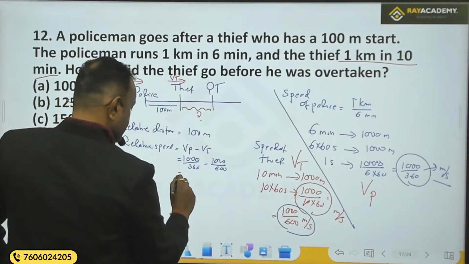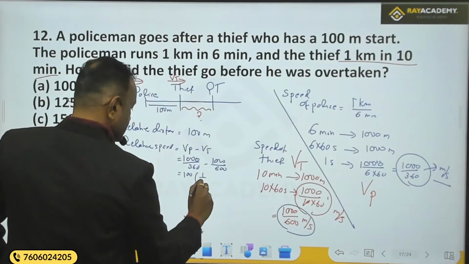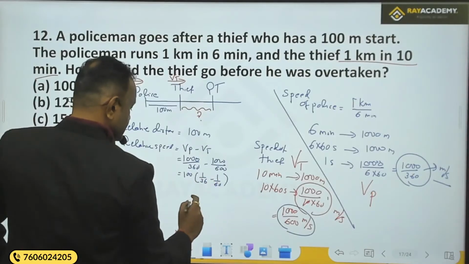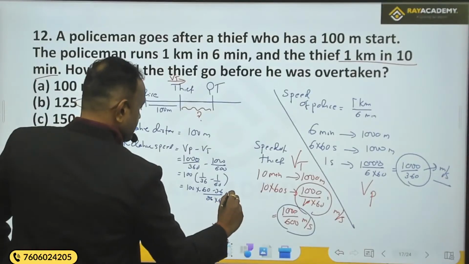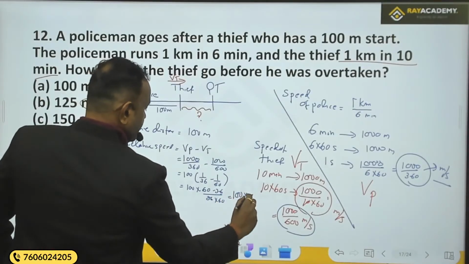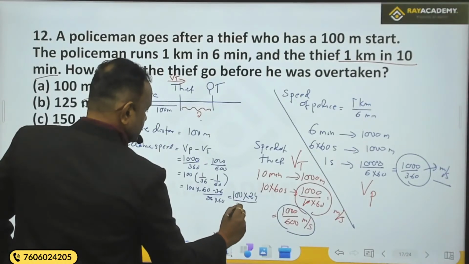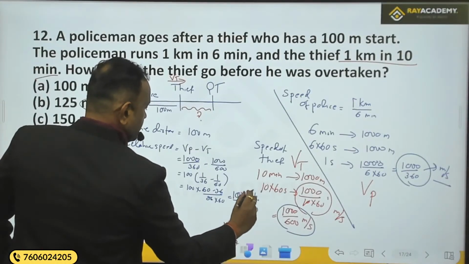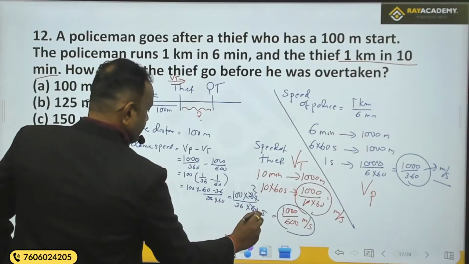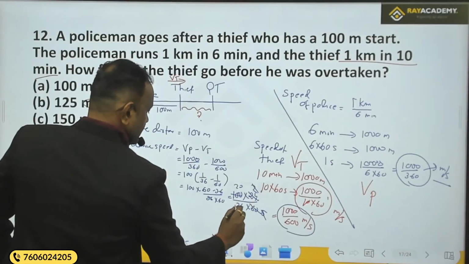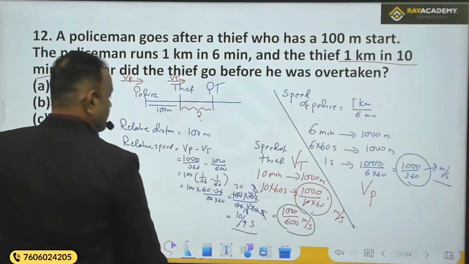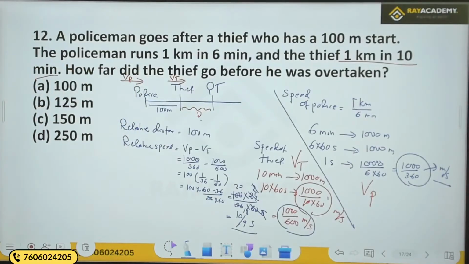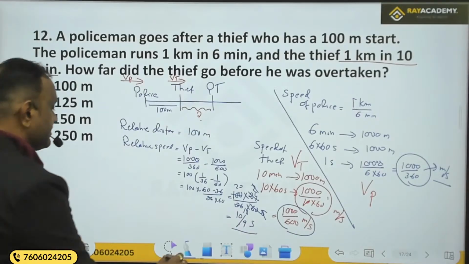So taking 100 common, 1 by 36 minus 1 by 60, this is 100 into 60 minus 36 by 36 into 60. So this is 100 multiplied with 24 by 36 into 60, which gives 10 by 9 meter per second. After the full calculation, you will get 10 by 9 meter per second. This is the relative speed.